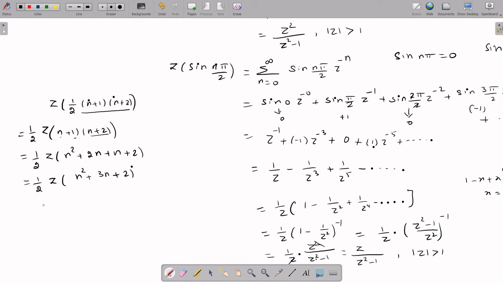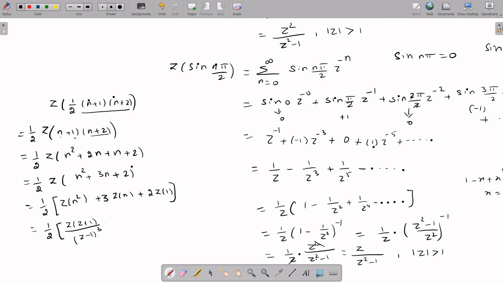And how will you find out the Z transform of this term? Here 1 by 2 into the Z transform of a quadratic, so Z transform of n squared plus 3 into the Z transform of n, plus here 2 is a constant, you can take it, 2 into the Z transform of 1. Okay, this way you have to write it. What is the Z transform of n squared? It is z into z plus 1 divided by z minus 1 whole cube. This is the Z transform of n squared, that you should remember.